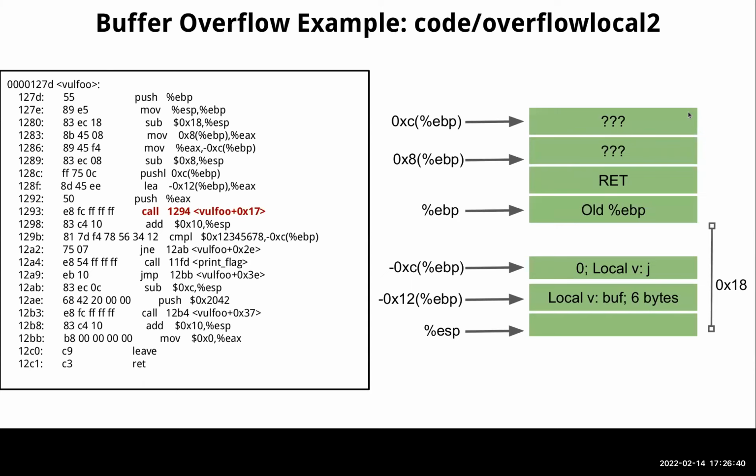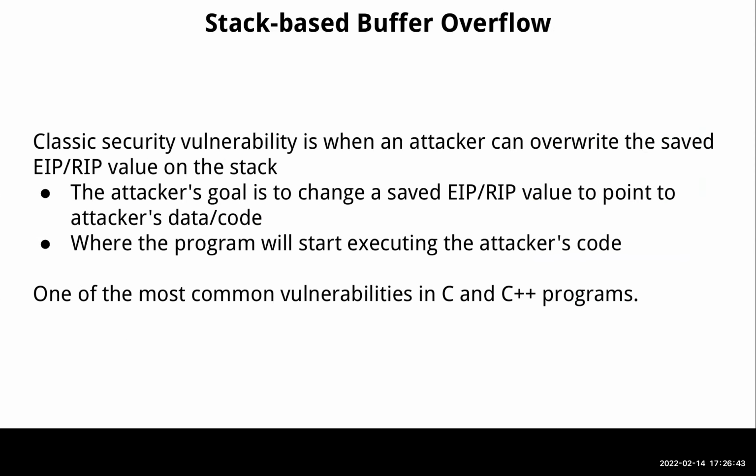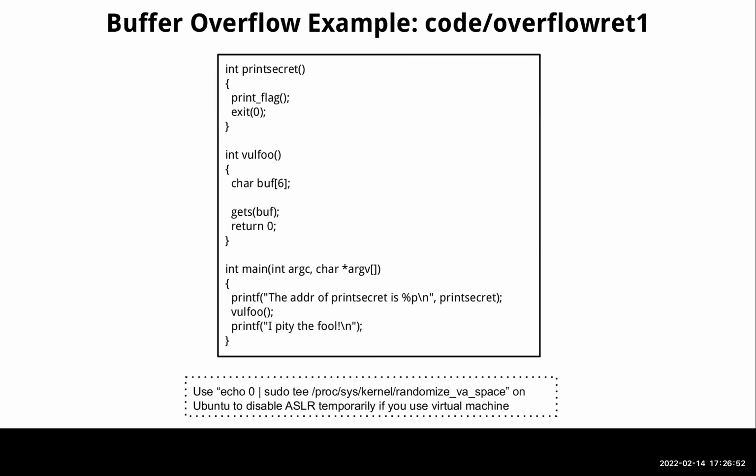So using that example, we change this example a little bit. Then we can go to buffer overflow where we want to overflow the return address. Okay, so this is the overflow return example. This is a similar program like before. We have a main function. The main function will print out the address of the print secret function. There is a function called print secret.